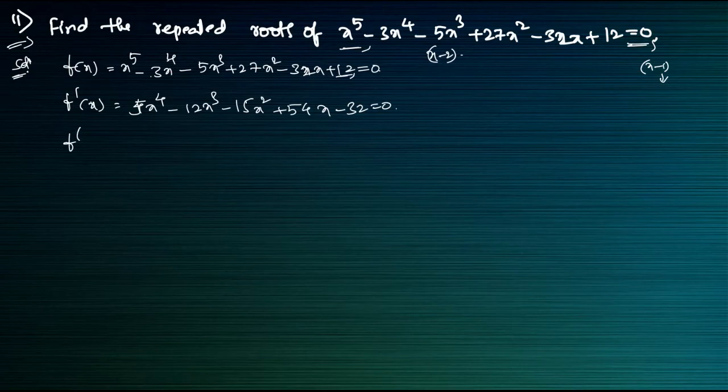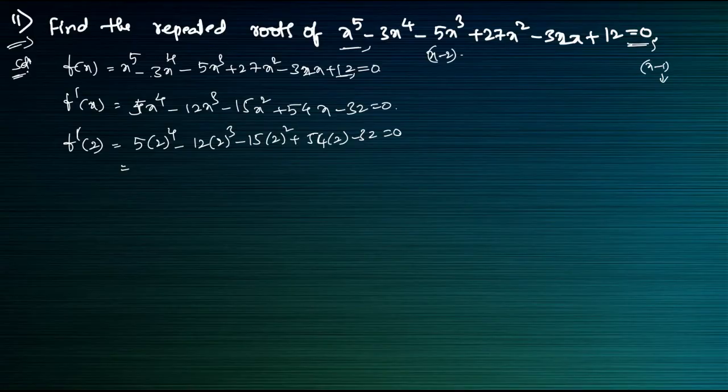So if I take f dash of x at 2, it will become 5 into 2 power of 4 minus 12 into 2 power of 3 minus 15 into 2 square plus 54 into 2 minus 32 is equal to 0. Here 2 to the 4 is 16, 16 into 5 is 80, minus 12 into 8 is 96. Here 15 into 4 is 60, and 54 into 2 is 108, minus 32 is equal to 0. So this total will become 0, so 0 is equal to 0.